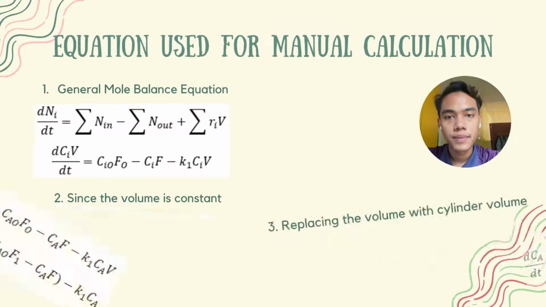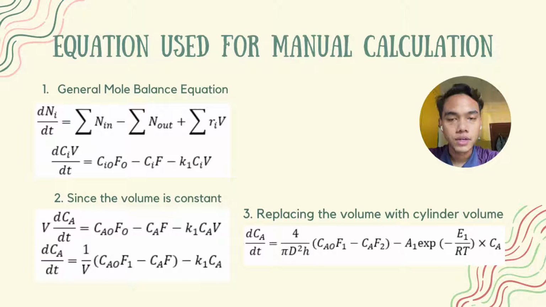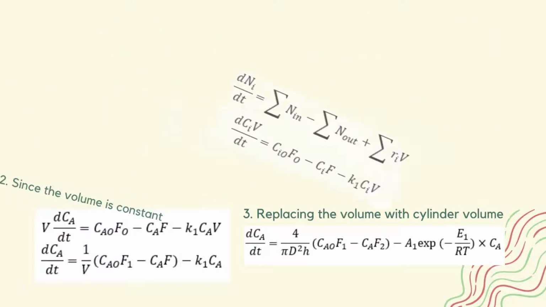So the first step for the manual calculation is to develop the general mole balance equation for each of the component. After that, we can easily take out any constant in the equation. For this, we can assume that the volume is constant, and since the volume for the reactants are the volume of a cylinder, we can easily replace that into the equation as well.